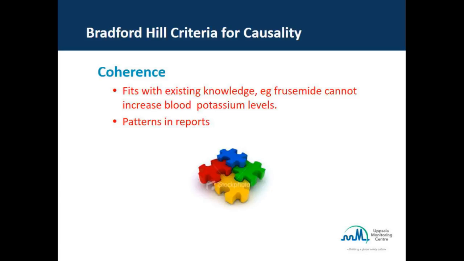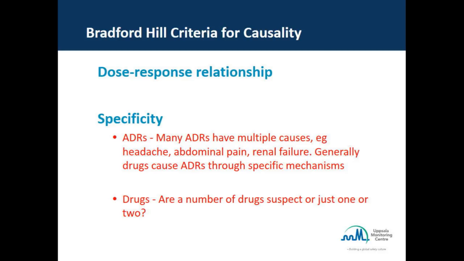And we can also, for coherence, look at patterns in reports. Is there a similar duration to onset? Is there a similar dose? Is there a similar, maybe an interaction is a pattern you see that's often prescribed with one other medicine, and is there an interaction? And then we look at the dose-response relationship. That's self-evident. Again, especially with those type B immunological type reactions, you might not see the dose response. There might be one, but it's way below the dose you use to treat the patient. But if you do see it, it's evidence.